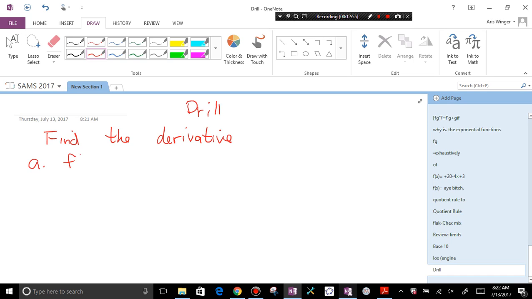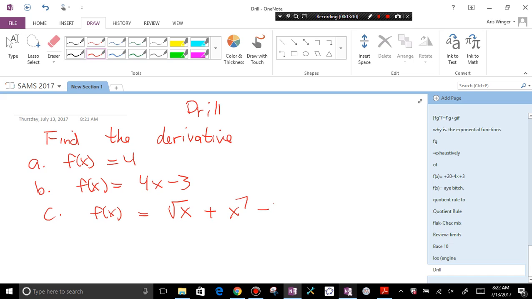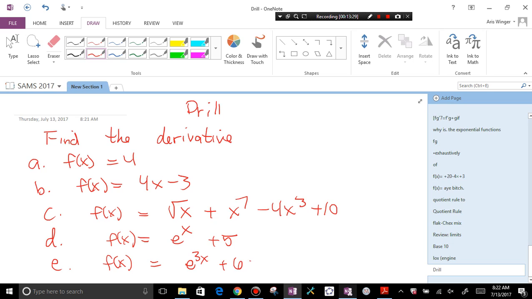A, f of x equals 4. B, f of x equals 4x minus 3. C, f of x equals the square root of x plus x to the 7th minus 4x to the 3rd plus 10. D, f of x equals e to the x plus 5. E, f of x equals e to the 3x plus 6x squared.